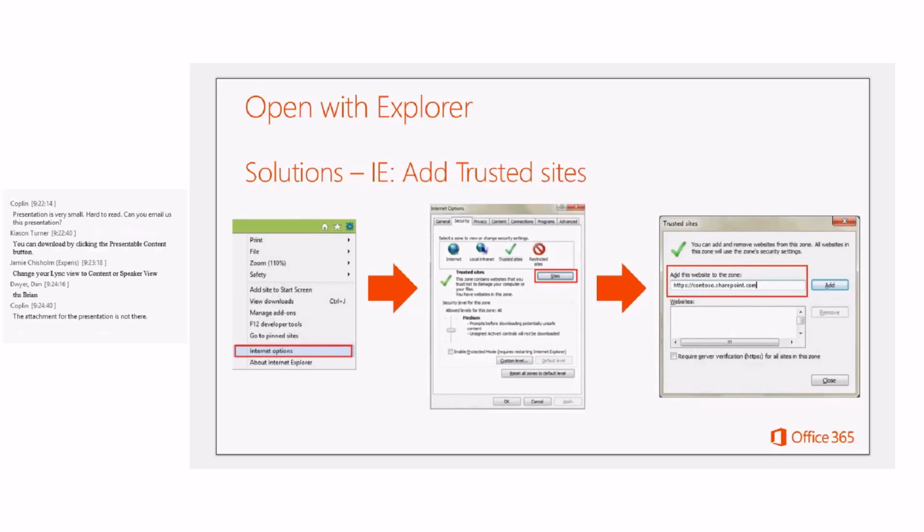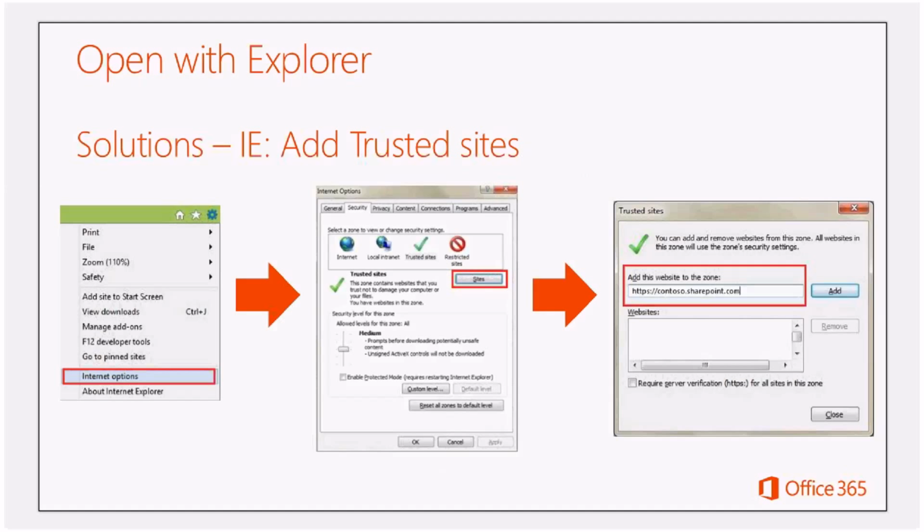Next solution here is in Internet Explorer, add trusted sites. Again, we did talk about this a little bit earlier, but you click the gear icon, or depending on your version of IE, you click Tools, you go to Internet Options, you click the Sites button there after selecting the Trusted Sites zone, and then you go ahead and add the domain of your SharePoint site, and then click Add, Close, go back into the site and try it again.